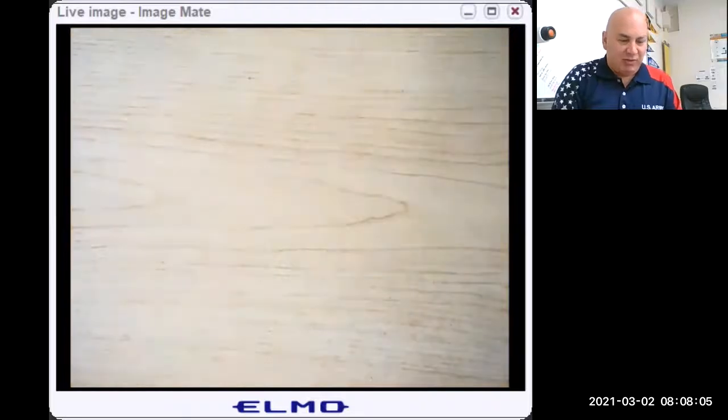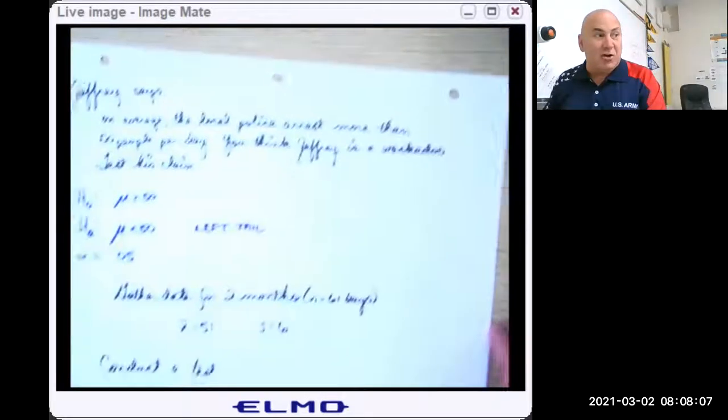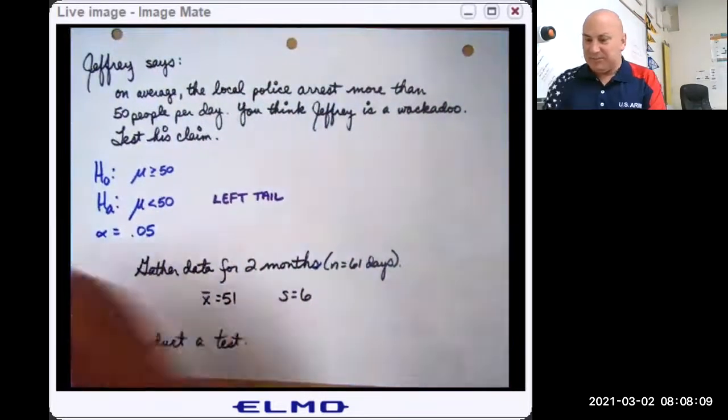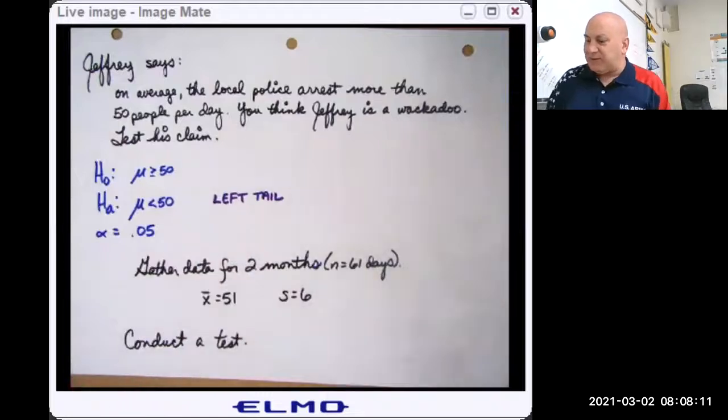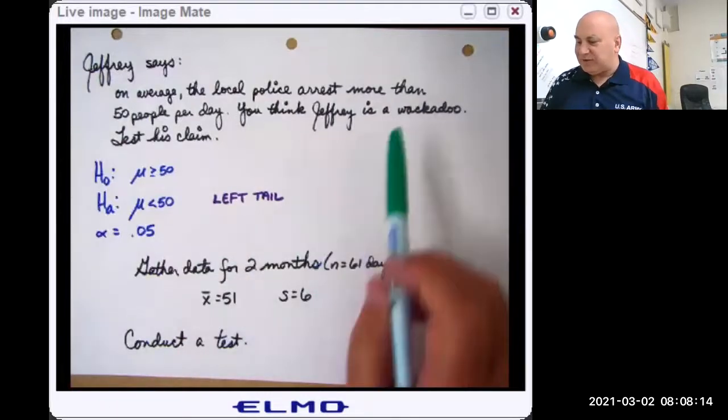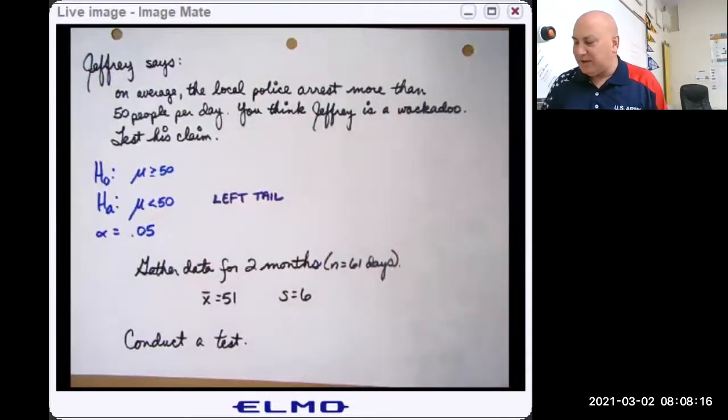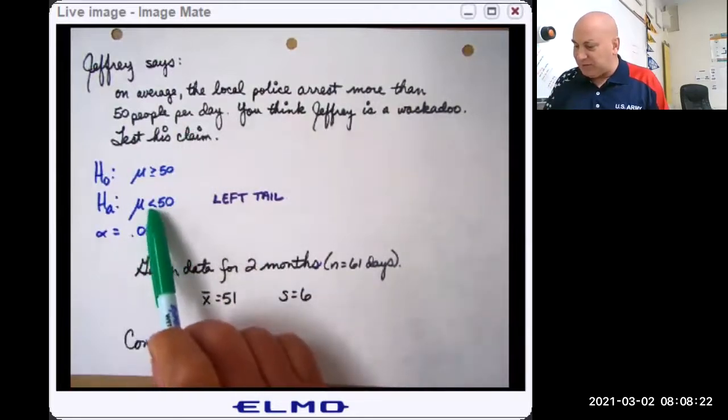So let's do another problem. Again, let me walk you through it, then you can go back and copy down what you need. Jeffrey says, on average, the local police arrest more than 50 people a day. You think Jeffrey's a wackadoo. Test his claim. Now his claim is that mu is less than 50.